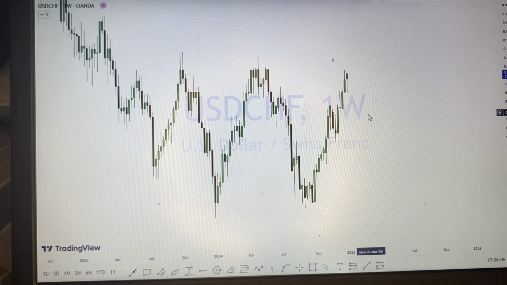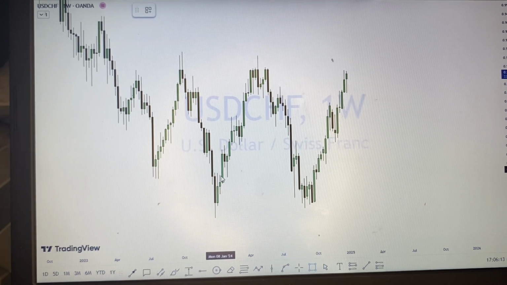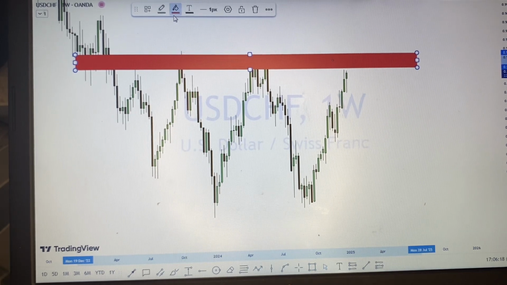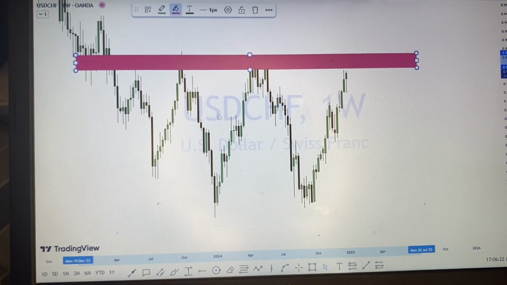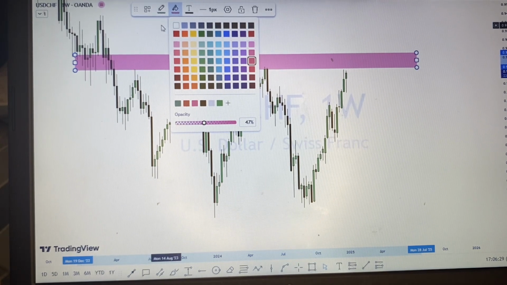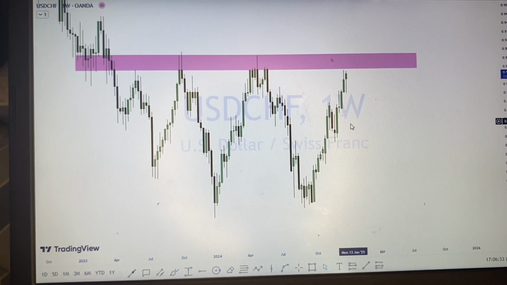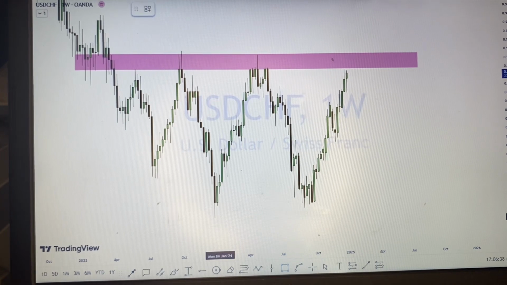So on your weekly time frame, what you want to identify is your support and resistance level. So where is my support and resistance level? This zone right here is my support and resistance. I'm just going to make it pink because that color is a bit dark. Let me do it like this. Yeah, that's better. And then that is my support, and then here is my resistance level.